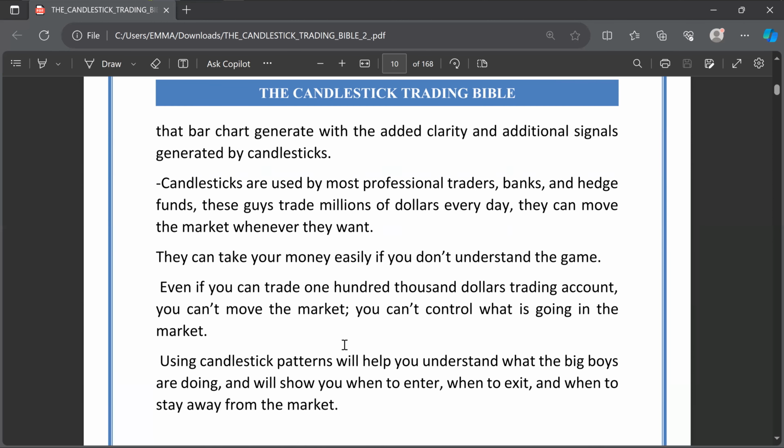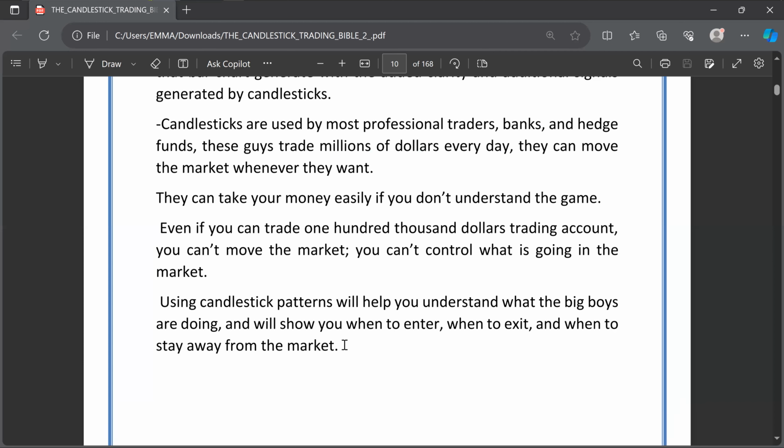Now, using candlestick patterns will help you understand what the big boys are doing. The big boys are the institutions. That is what it means. And we'll show you when to enter, when to exit, and when to stay away from the market. So that is what's called technical analysis. You use that to know when to enter, when to exit, and then when to stay away from the market. It's as simple as that.